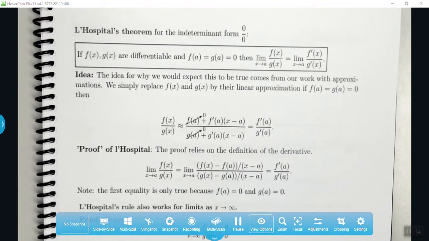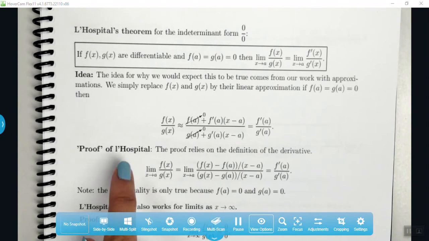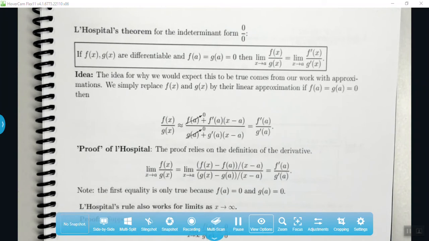It's L'Hopital, but different people write it with an S, and some people don't write it with an S, and some people write it with the O and a little hat. What's that thing called? It's a hat in French. Some people write it like that.